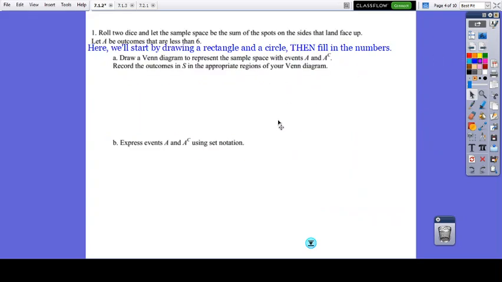Okay, if you roll 2 dice, so you see number 2 on your paper, let the sample space be the sum of the spots. We talked about this a little bit yesterday, but it's the sum of the spots on the sides of the dice facing up. Let A be outcomes that are less than 6.